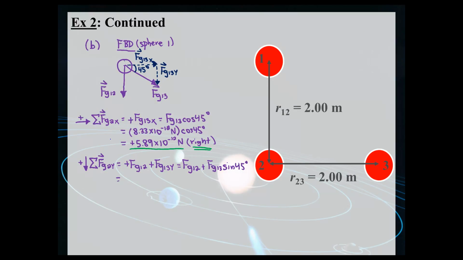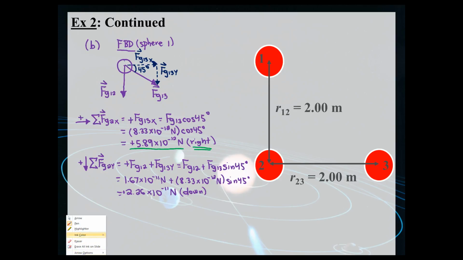Let's plug numbers in now. So FG12 is 1.67 times 10 to the negative 11 newtons, plus FG13 is 8.33 times 10 to the negative 12 newtons, multiplied by sine 45 degrees, and that's going to give me my net force in the y direction, 2.26 positive, times 10 to the negative 11 newtons, and down is positive according to our sign notation.